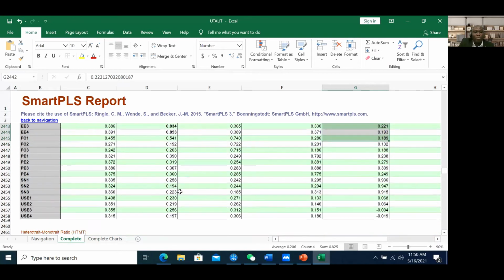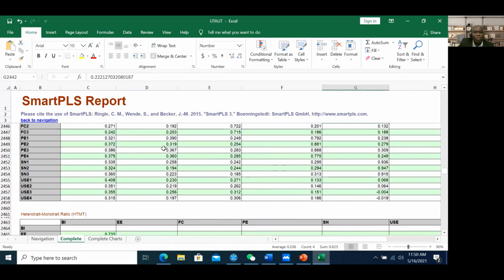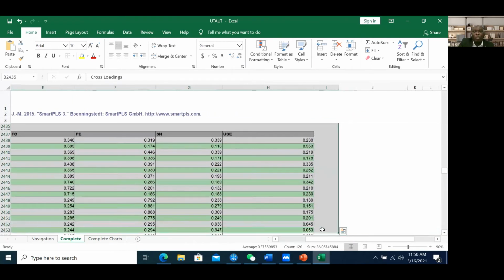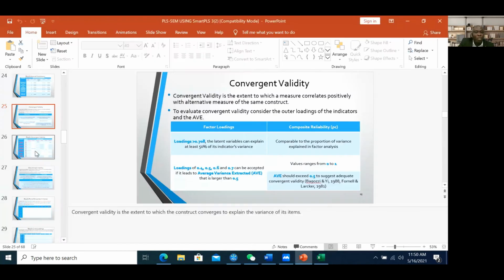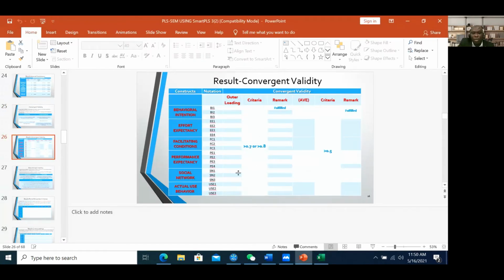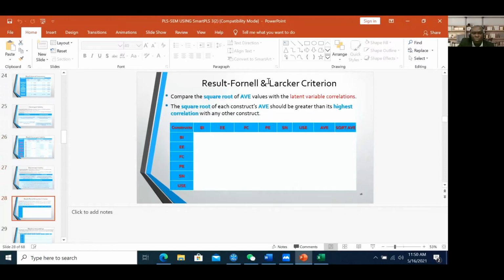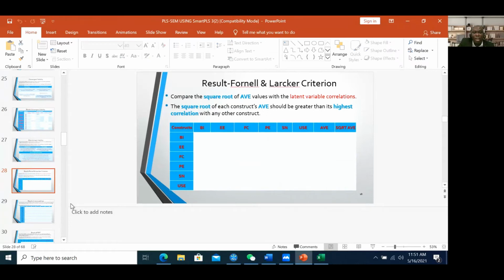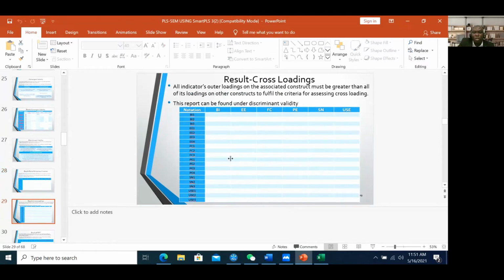For time's sake, I'll not do it for all of them. You can just copy this table and put it in your Word document. If you go to the PPT, I've presented it nicely. This is the table you use to assess the Fornell and Larcker criterion. You input it, you can square the AVE and highlight all of them. For the cross-loading, you do the same and highlight them in a diagonal form.